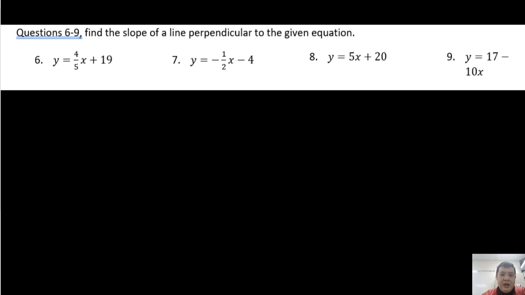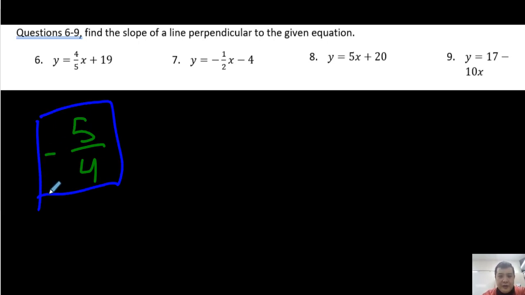Here, it says find the slope of a line perpendicular to the given equation. Our slope is 4/5, so we're going to flip it to make it 5 over 4 and put a negative sign in front of it. So our slope is going to be -5/4. Here, we're going to do the same thing. Our slope is going to be +2 because of 2 over 1, and then we change it from a negative to a positive. Go ahead and try the last two out on your own.